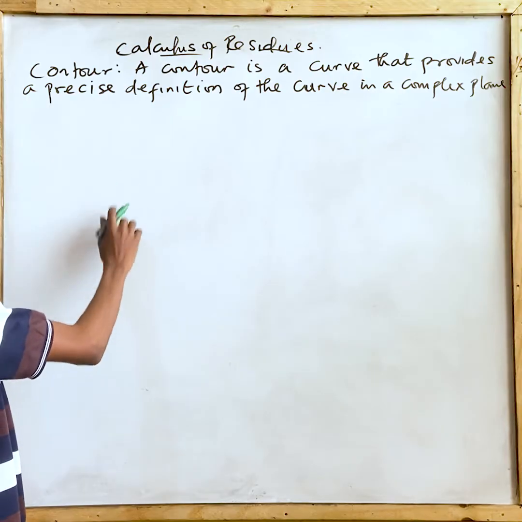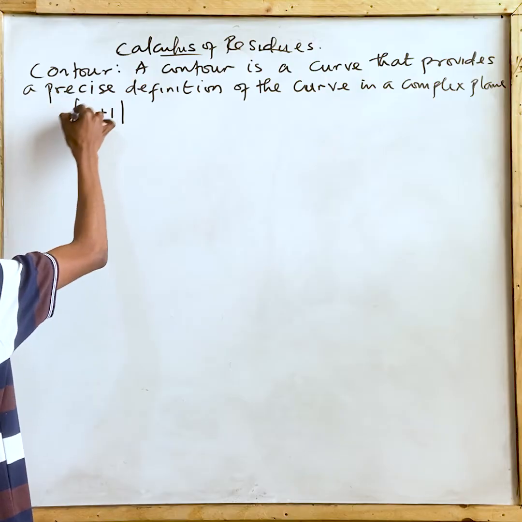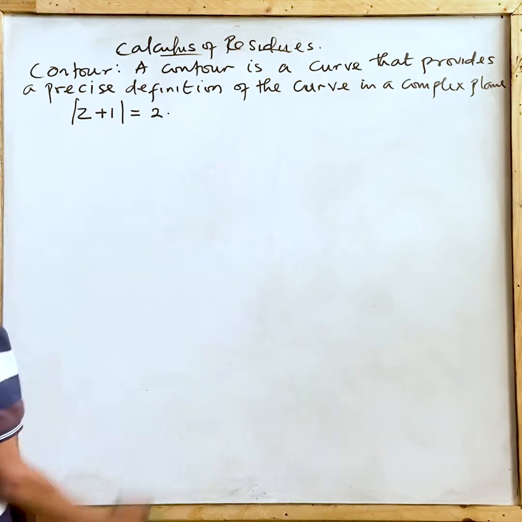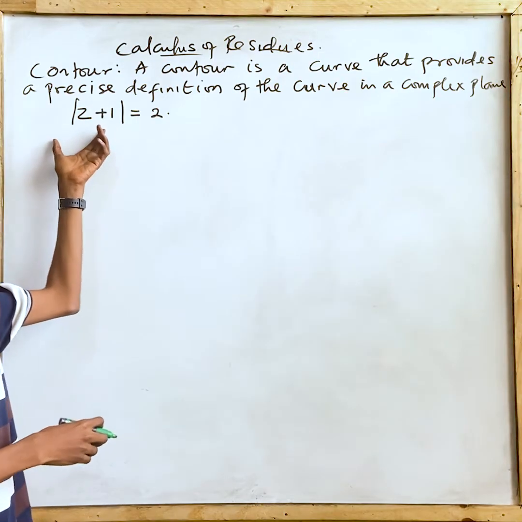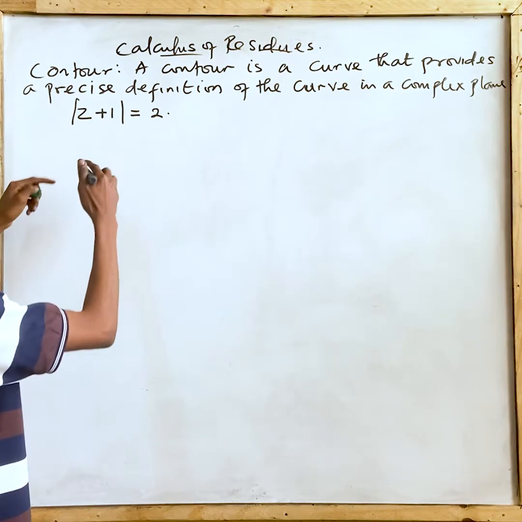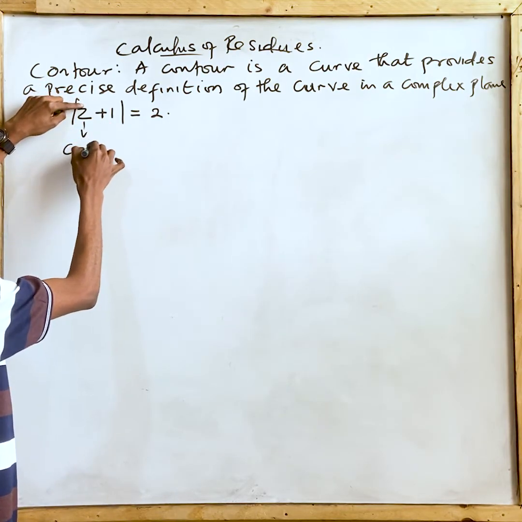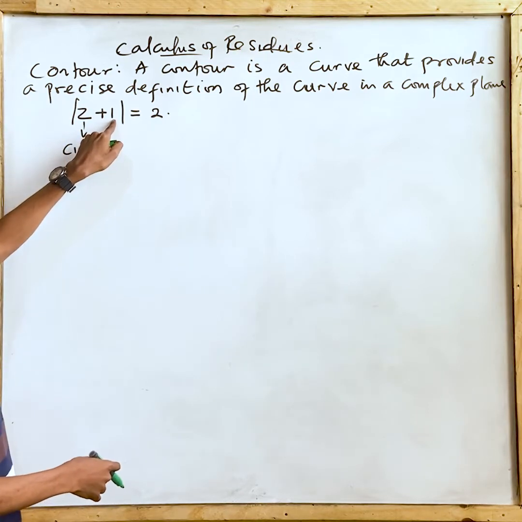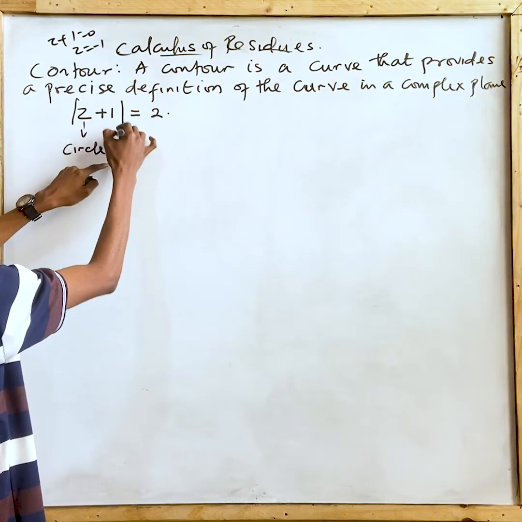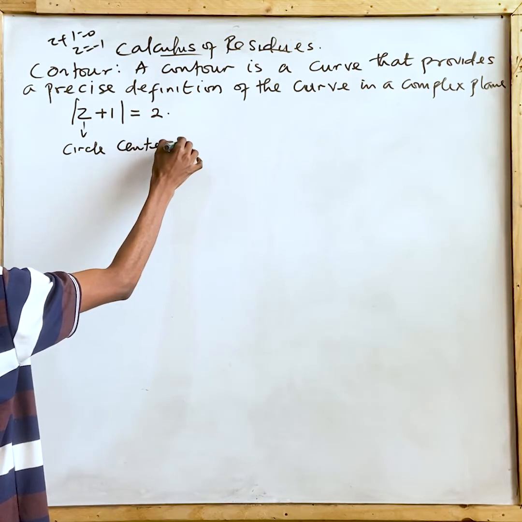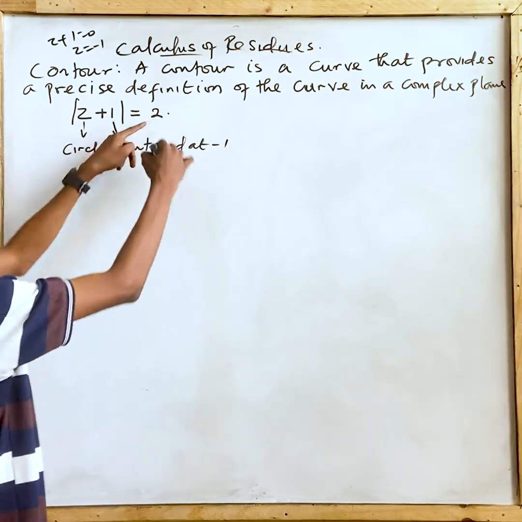In the beginning of this course, if I have something like absolute value of z plus 1 equals 2, it means that z is a circle. Z is a circle centered at, if z plus 1 equals 0, z equals minus 1. So centered at minus 1, and this 2 is the radius.